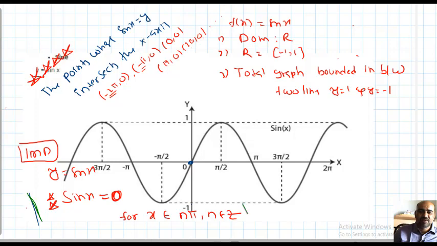Okay, students, you should remember now. So what happened? Domain, range, and the total graph bounded in between two straight lines, y equal to 1, y equal to minus 1. The points where sin x equal to y intersects the x axis are these. Important is y equal to sin x, or what values of x, y equal to 0, or sin x equal to 0. What are the values of x? Means you can say the solution for this equation.